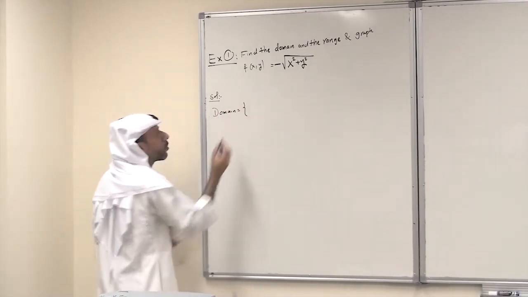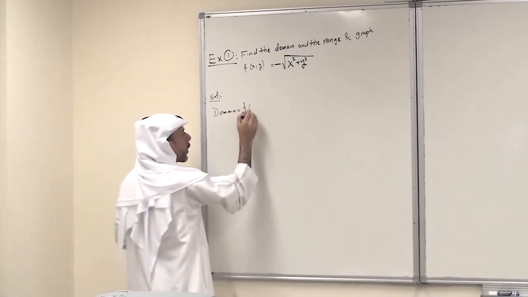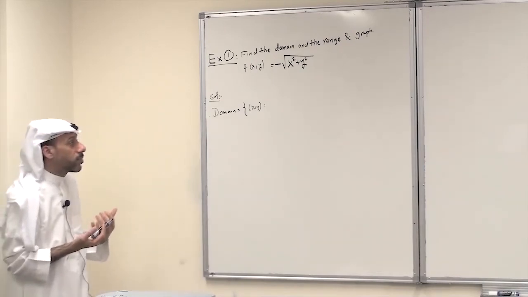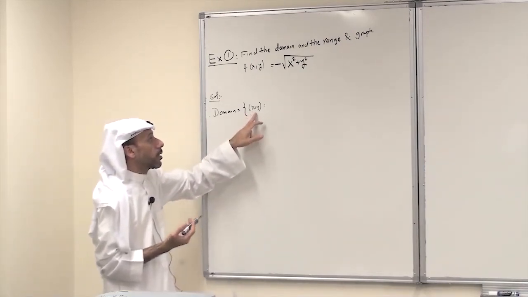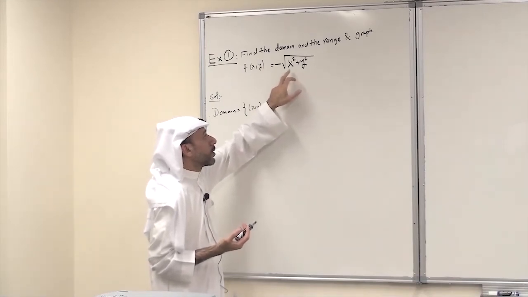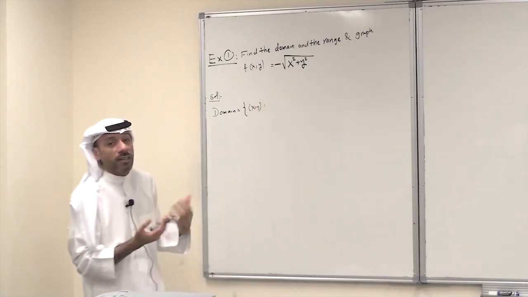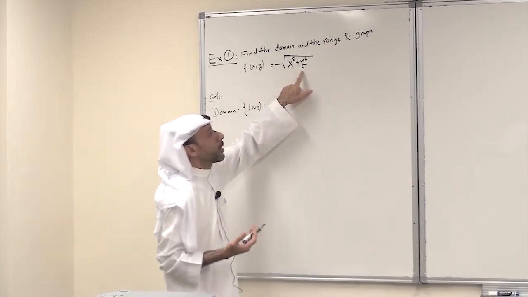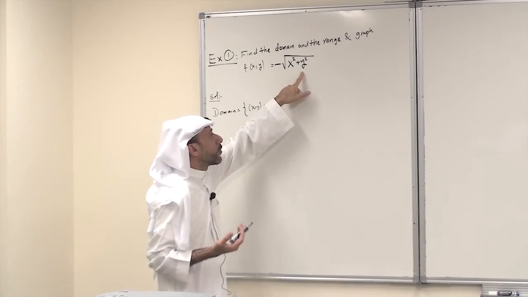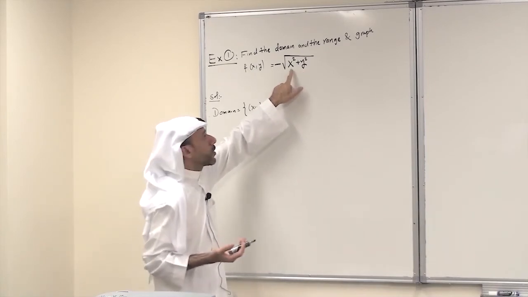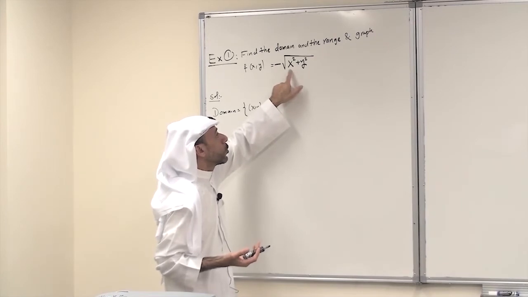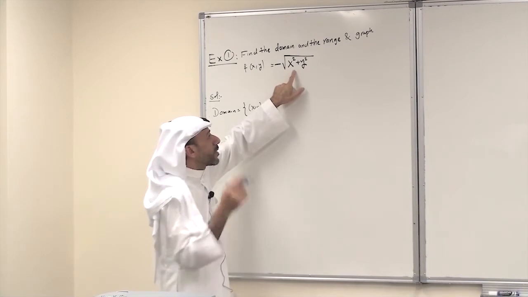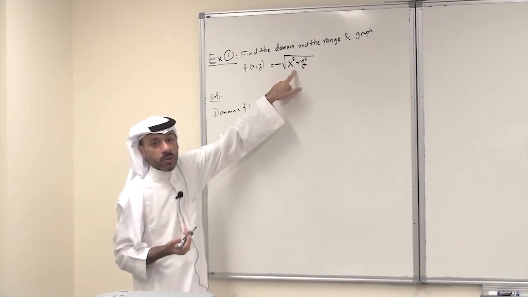For a function of two variables, the domain will consist of points x, y. We ask ourselves what are the values of x and y that, when we substitute them inside the function, we get a real value. Here we have a square root, so we have to make sure x squared plus y squared is nonnegative. And in fact it is always nonnegative because of the squares. So when you substitute any value for x and any value for y, what is inside the radical is greater than or equal to 0.